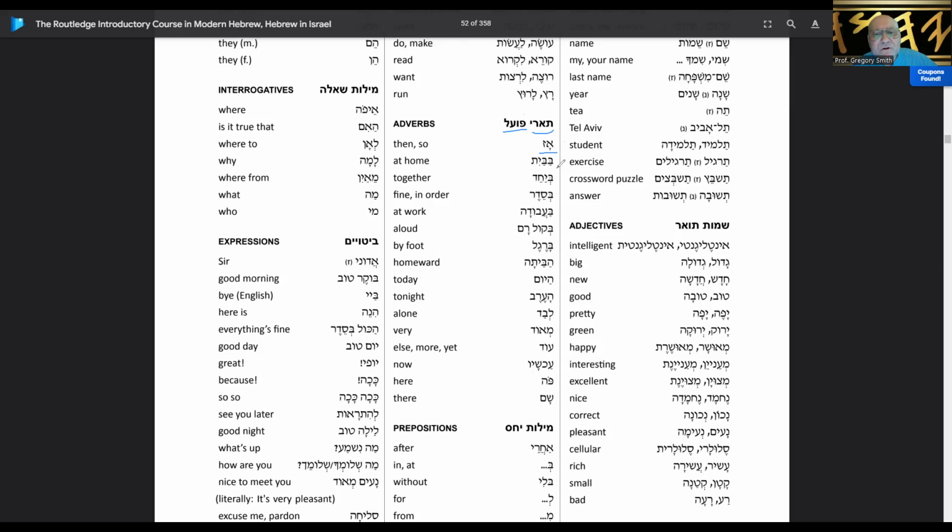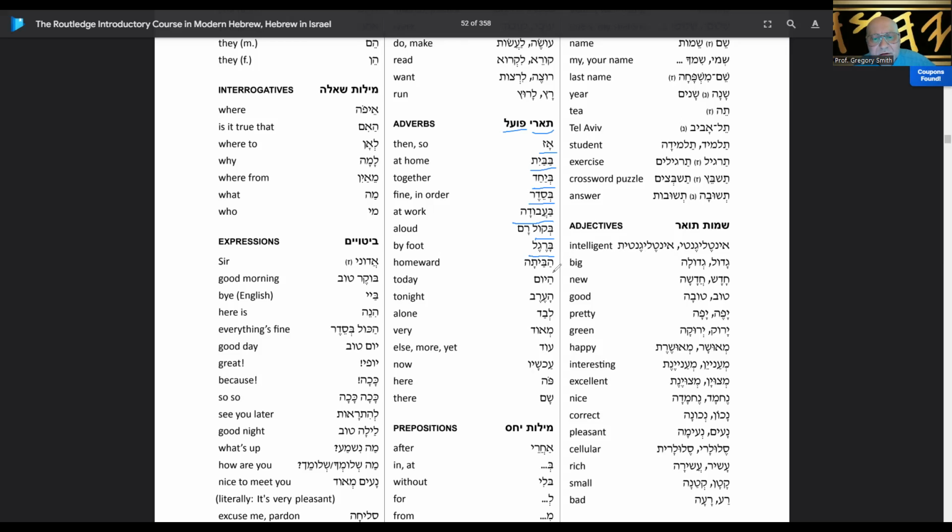Oz, then or so. Babayit, at home. Bichad is together. Beseder means fine or in order. Be'avoda, at work. This looks like Bekol Ram, aloud, בקול רם. Yeah, it uses a whole M. Bekol Ram.